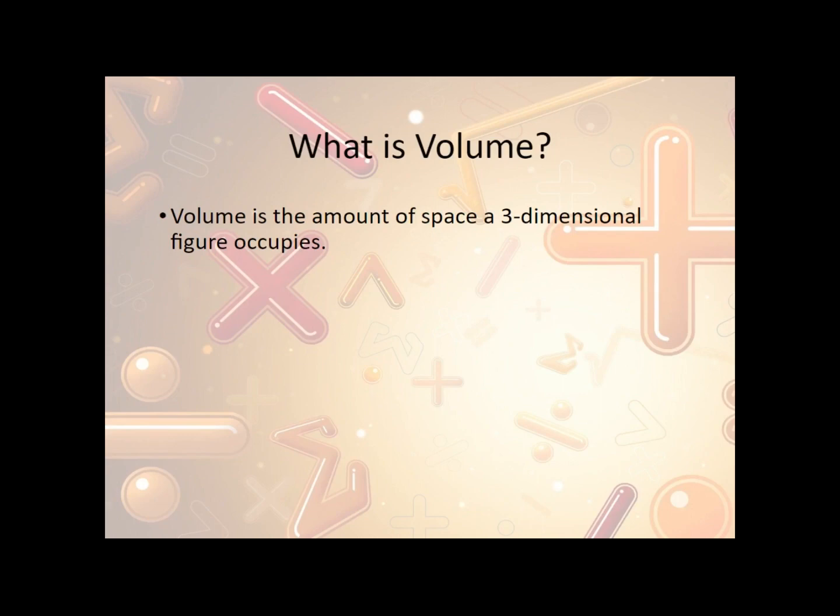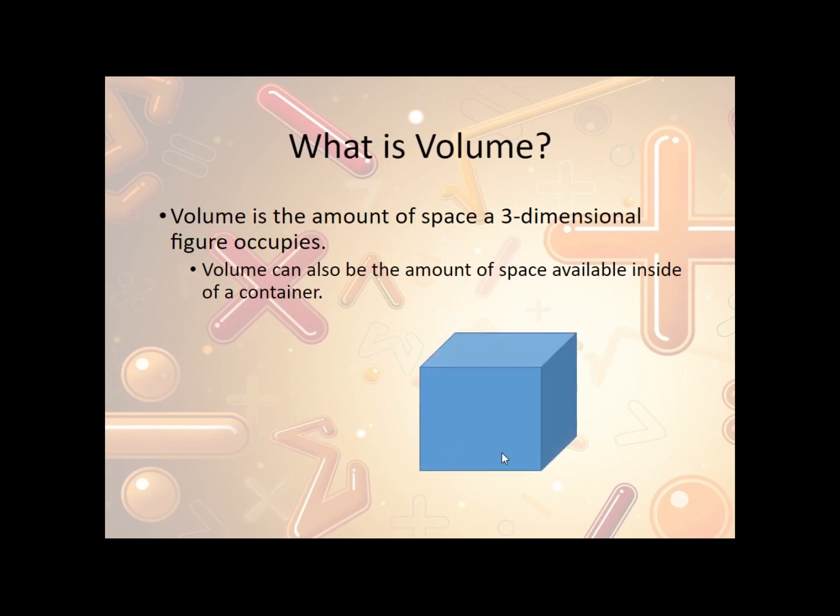So area was a flat object. Now a volume represents something that contains flat area and then is also raised up, so actually has height as well. So volume can also be looked at as the amount of space available inside of a container. For instance, we have a box here, and notice it has a flat area on the bottom, but then it's also lifted up and raised up as well.